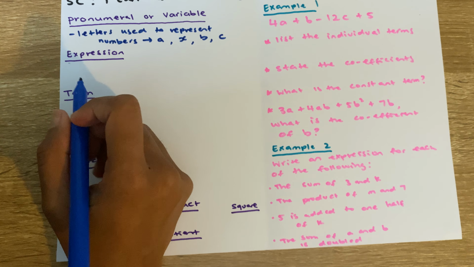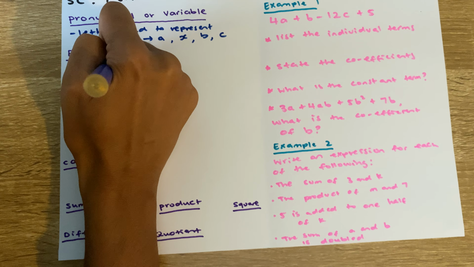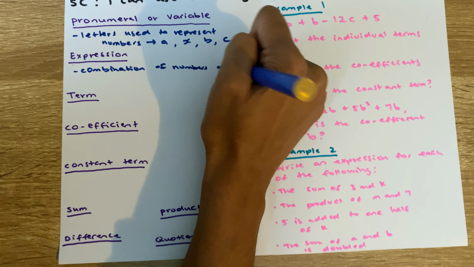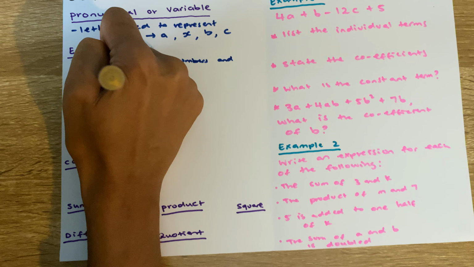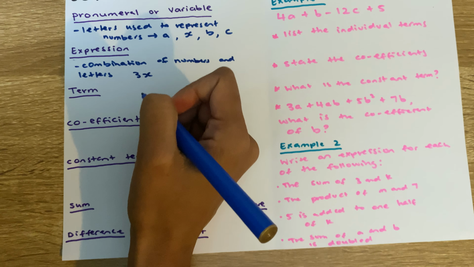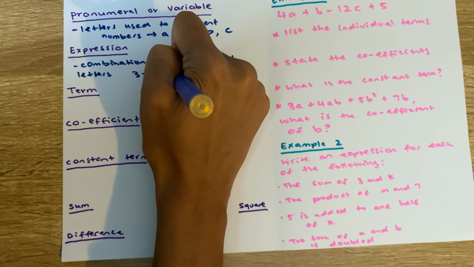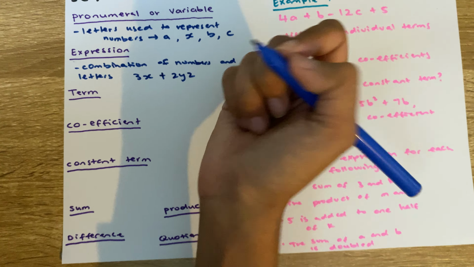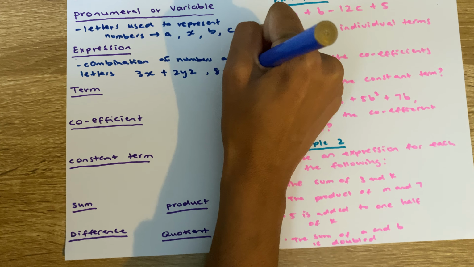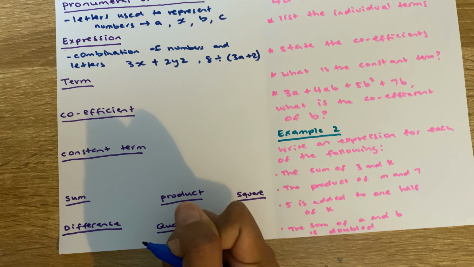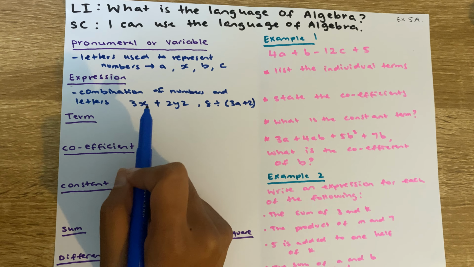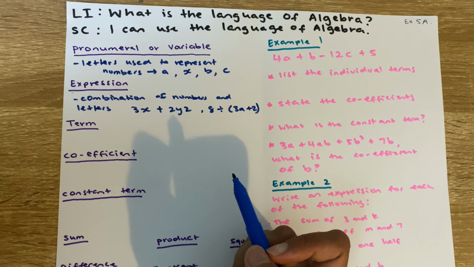Expression. The word expression is basically a combination of those numbers and letters. So a combination of numbers and letters, and that's what we call an expression. So an example would be 3x. We've got a number and a letter, with a plus sign, 2yz. Okay, that's an example of an expression. Another expression could be 8 divided by 3a plus 2. That's an example of an expression. So basically, when I've got numbers and letters combined all together with some mathematical symbols in between.